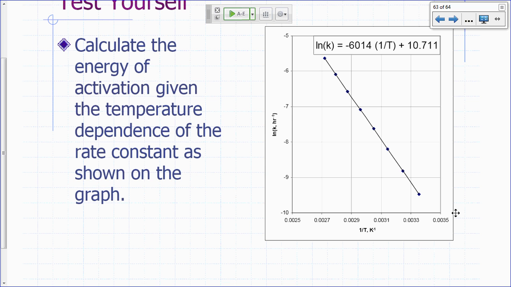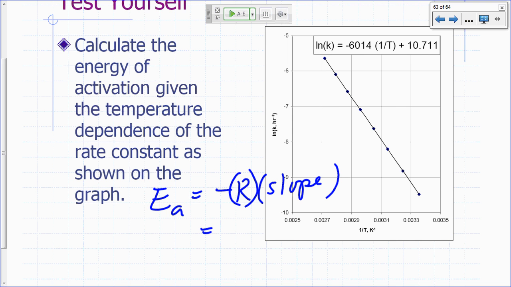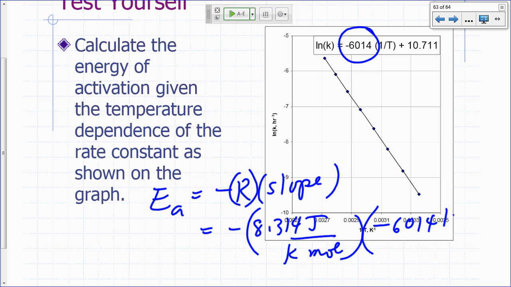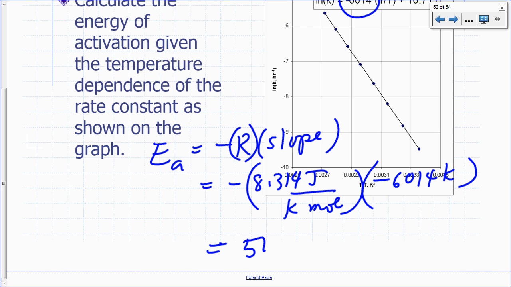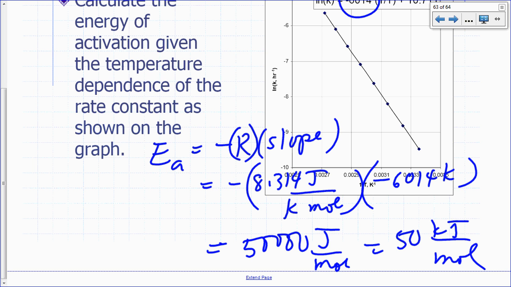So here's a graph of ln of k versus 1 over T. You have the slope and the intercept. What would be the energy of activation for this? Minus R times the slope, right? So what's our R? 8.314 joules per Kelvin per mole. And what's our slope? Negative 6014. That should be in Kelvin. So that gives us 8.314 times 6014, about 50,000. So 50,000 joules per mole. That's about 50 kilojoules per mole. That's typical for most reactions, around that.